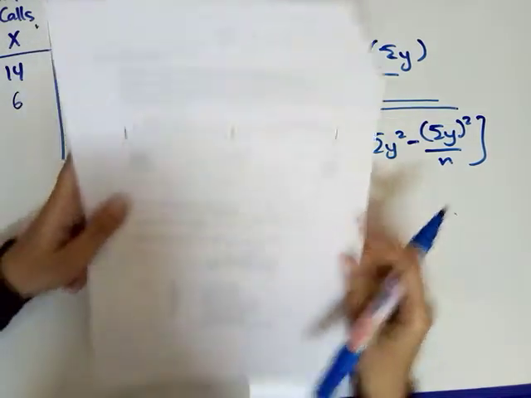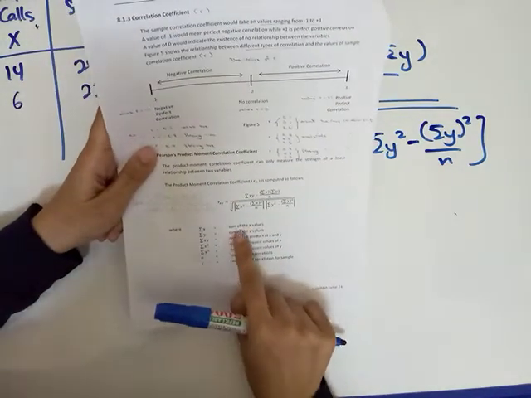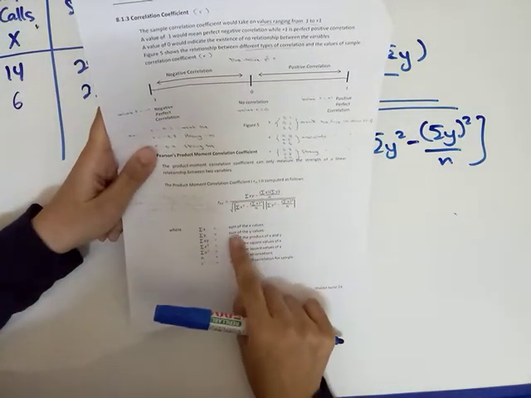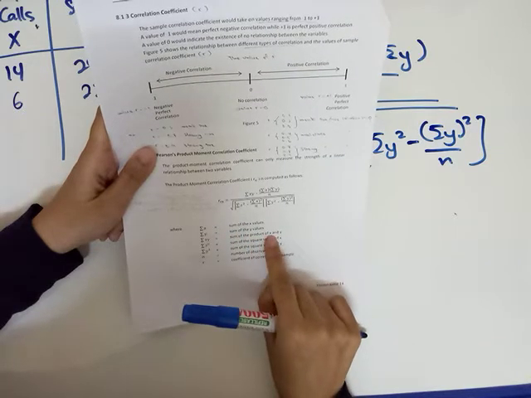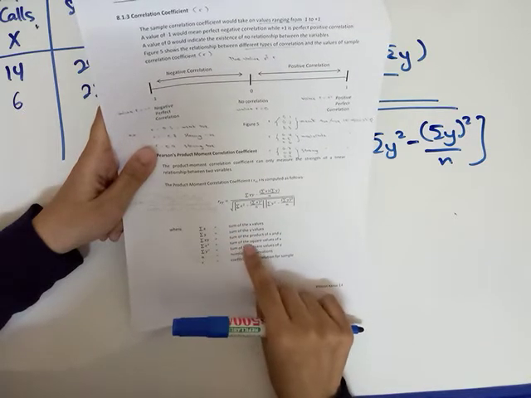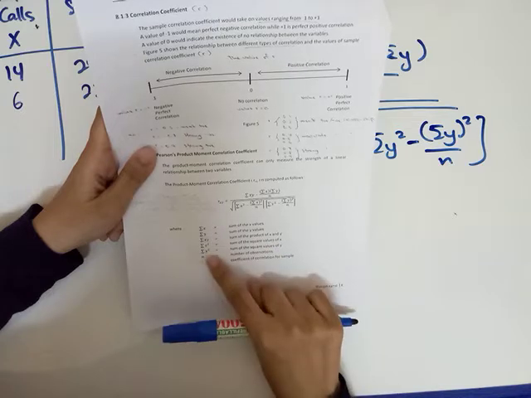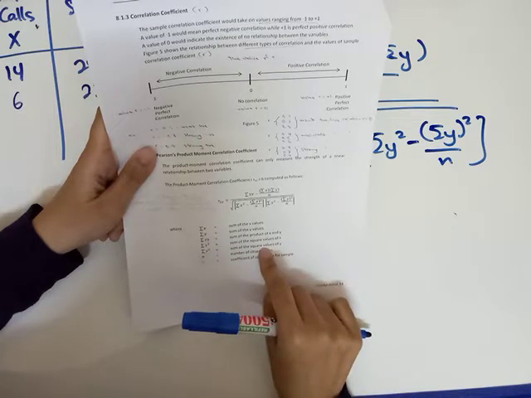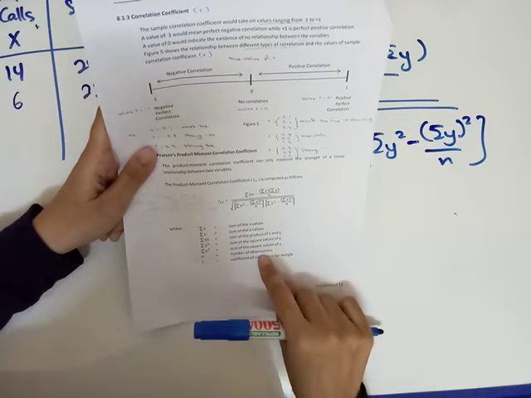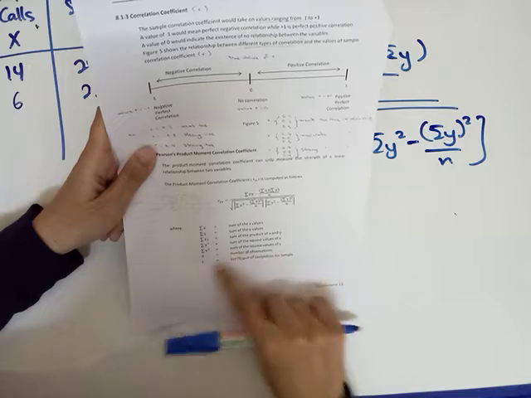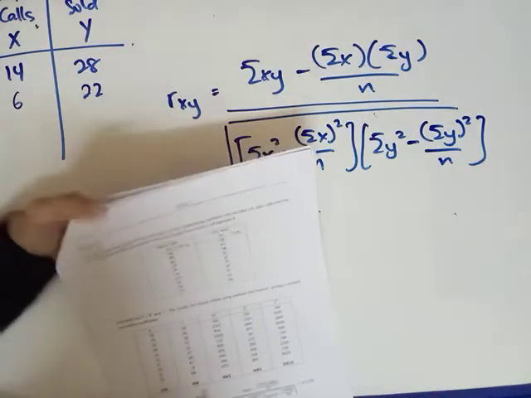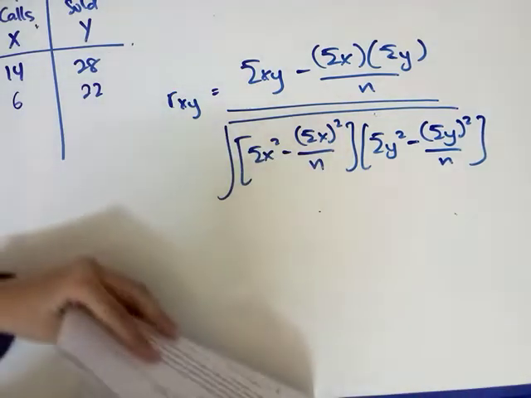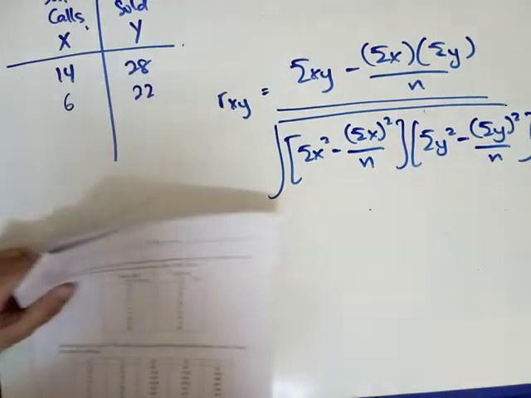Look here, what is total X? Sum of the X values. Total Y is the sum of the Y values. Total XY is the sum of the product of X and Y. Total X square is the sum of the square values of X. Total Y square is the sum of the square values of Y. n is the number of observations, which is the sample size. And then r is the coefficient of correlation. So look at example 2.